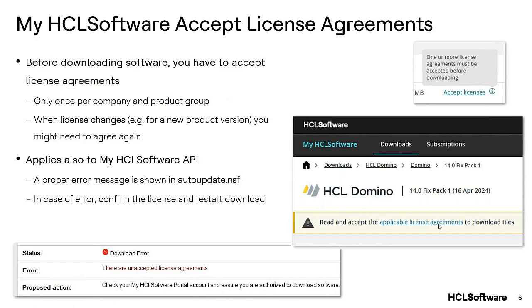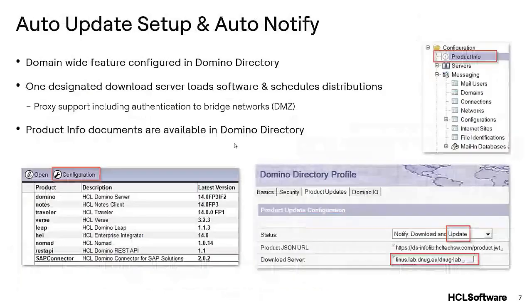So that's a little information before we really start, right? This is the base where we download software. So let's have a very quick look at the Auto Notify and also the setup for the whole infrastructure. So the Auto Notify is really a separate feature that works even without Auto Install and Auto Update. It only needs a configuration in the Domino directory profile where you also enable the whole feature.